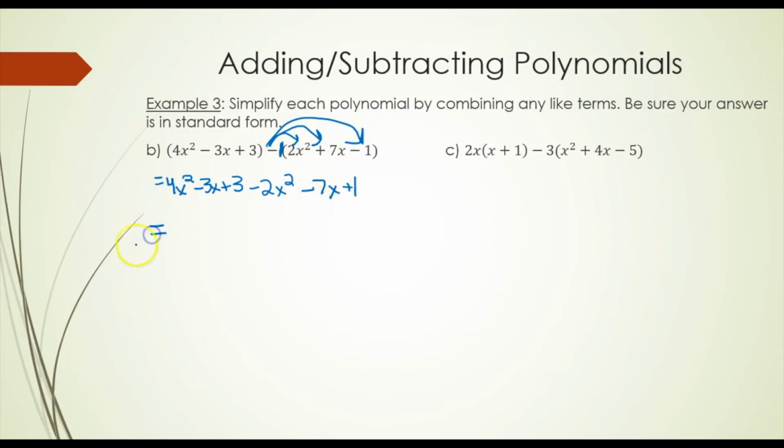Alright, do a little bit of cleanup here. Combine like terms. I have a 4x squared minus 2x squared, which is 2x squared. I have a minus 3x minus 7x, which is a minus 10x. And 3 plus 1, plus 4.